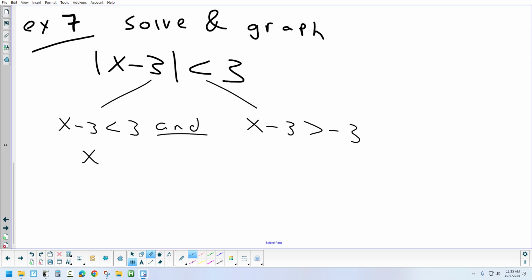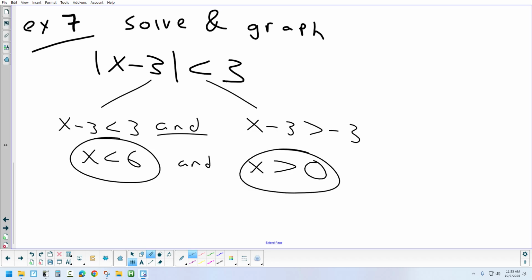So the one on the left, we get x is less than 6, and x is greater than 0. So basically it's saying it's a number between 0 and 6, but it can't be 0 and it can't be 6. Could be 3.5, something in the middle.